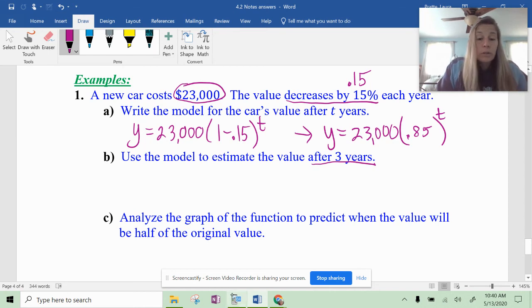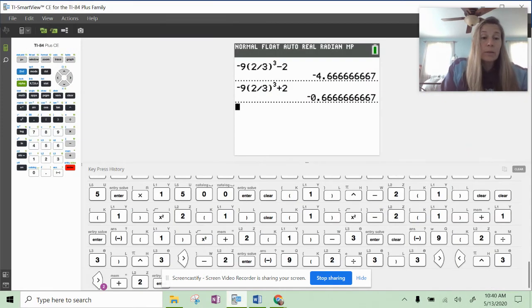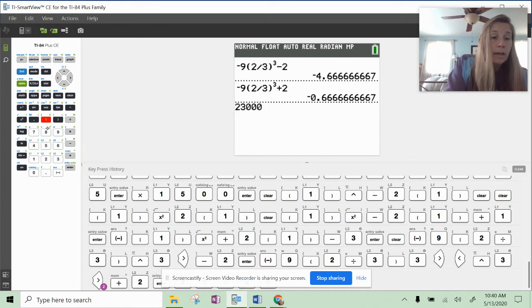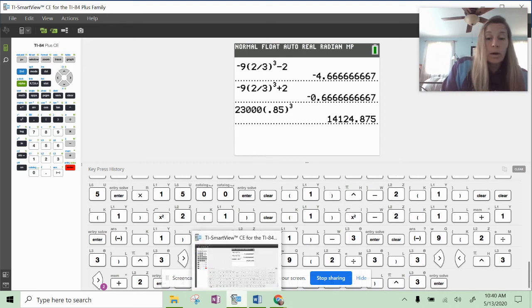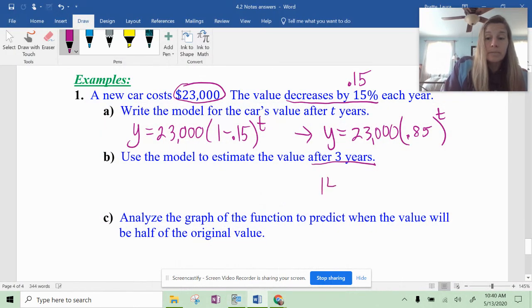So 2 ways you can do that. The first way, you can just simply enter it in a calculator like you would normally. So 23,000 times 0.85, and you can raise it to how many years, which in this case is 3. So you get 14,124 and then 88 cents.